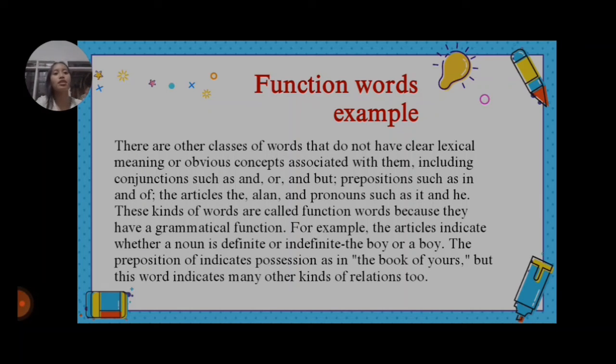These kinds of words are called function words because they have a grammatical function. For example, the articles indicate whether a noun is definite or indefinite, the boy or a boy. The preposition of indicates possession as in the book of yours, but this word indicates many other kinds of relations too. So let's go to the differences between function words and content words.